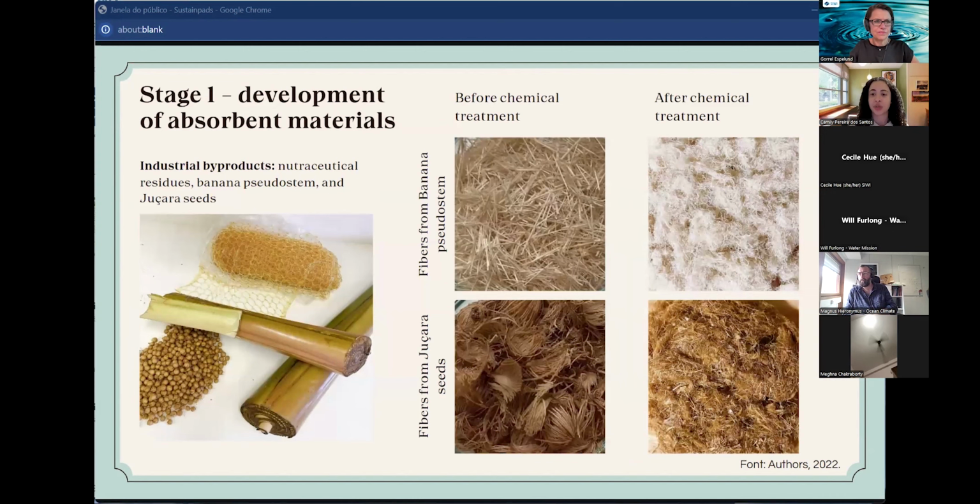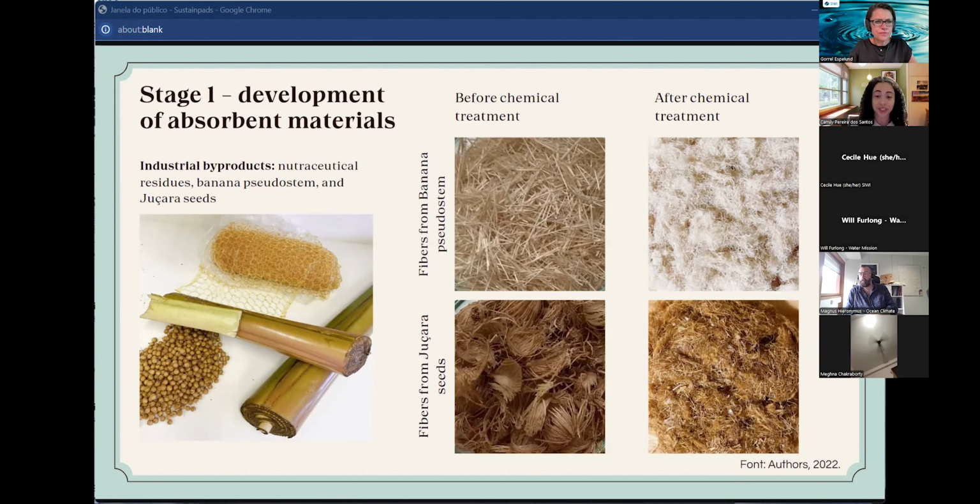In the first stage, we looked for the best absorbent materials through agricultural byproducts in our region. To do this, we tested the fibers from the banana pseudostem, the Jussara açaí, and corn cobs and rice husks. To increase the water uptake capacity, we took off the lignin components with an alkaline treatment.